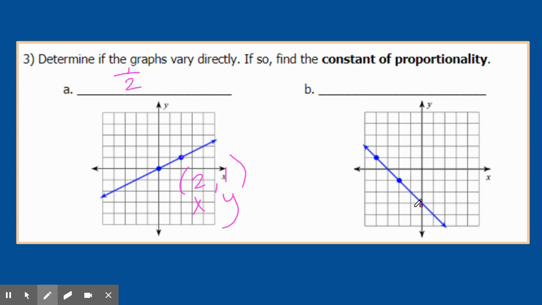We're looking at this problem here. And we're looking, does that hit the origin? So the answer is no. So no, the graph does not vary directly. So I do not have a constant of proportionality.